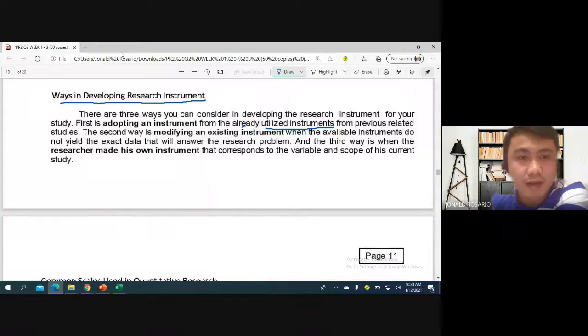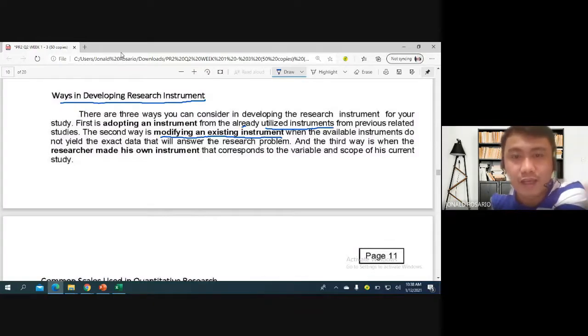Ito na yung pangalawa. Modify an existing instrument. Mayroon na kayong instrument, available na ang instrument na nagamit na sa mga previous studies. Pero may kulang na items. Dadagdagan natin. Ang tawag doon, modifying an existing instrument. You can add or delete.